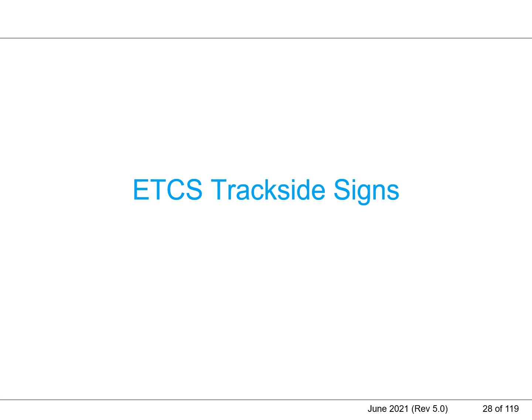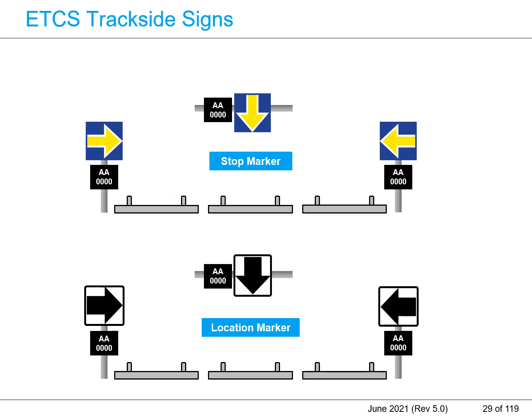There are trackside signs to facilitate the ETCS operation when the train is unable to operate in the full supervision mode. The ETCS stop marker is the sign with yellow arrow on the blue background. The ETCS stop marker aids the train driver to identify the end of authority, or the end of the interlocking route, during non-full supervision mode, when the end of authority is not indicated on the DMI.